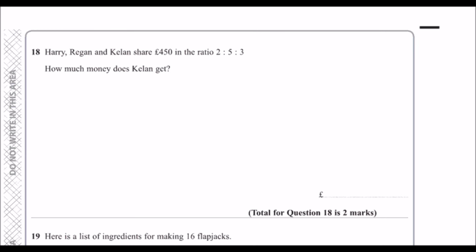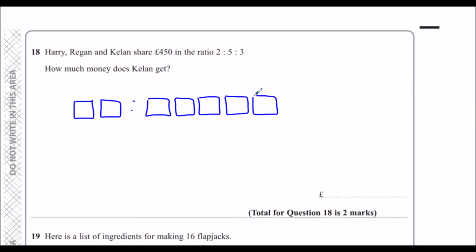Okay, question 18. Harry, Regan and Keelan share £450 in the ratio 2 to 5 to 3. How much money does Keelan get? So we've got all of our money and we're going to split it up in the ratio 2 parts to 5 parts. To 3 parts.